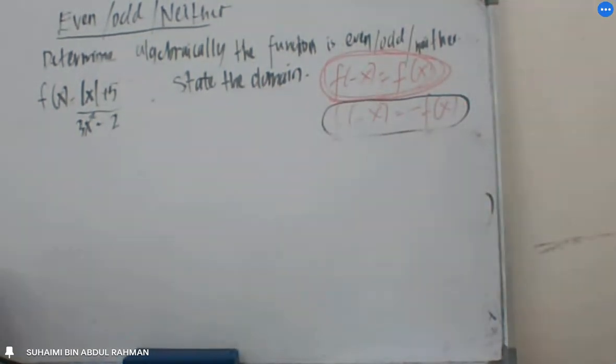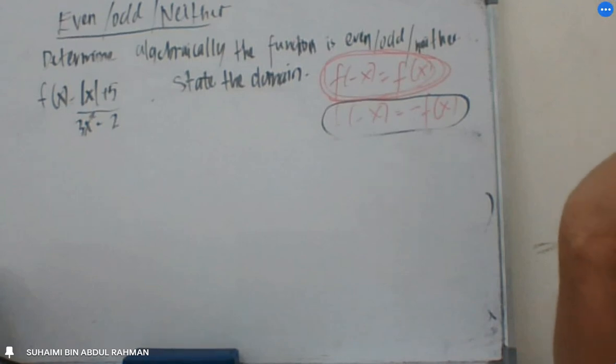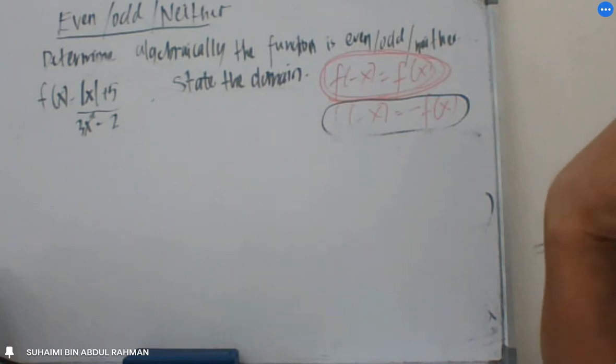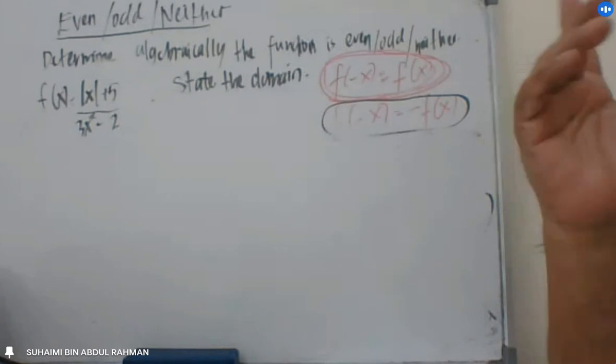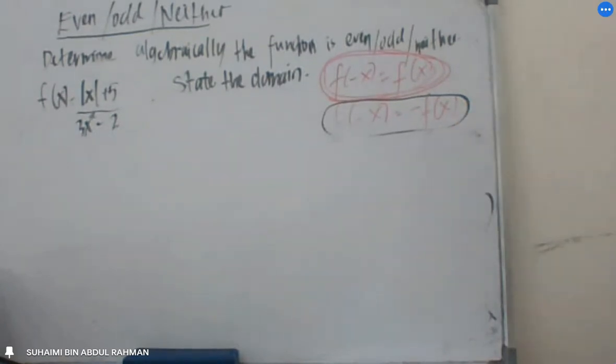Even or odd? Even. How do you know it's even? Why is it even? Because x can be negative and positive. When you substitute x with a negative number, you're going to get the same value. So that does not matter. Therefore, this function is an even function. Okay, the first part.